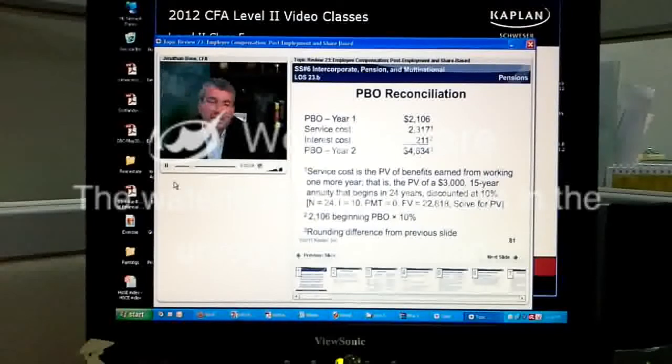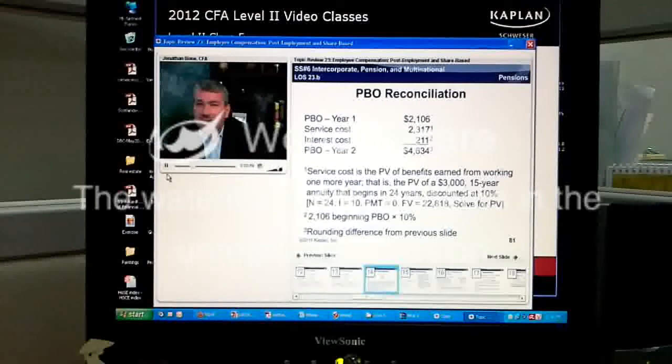Now, what we're going to try and do here is reconcile between the PBO at the end of year 1 and the PBO at the end of year 2. So let's have a look. You can see we've done it by computing service cost and interest cost. We've got no payments to existing retirees because Kevin's the only employee and he's still working for us, and we haven't made any actuarial changes or prior service changes, to keep this nice and simple and clean as an example.